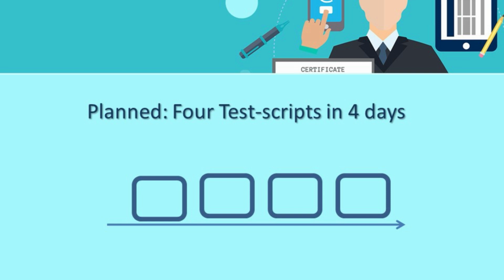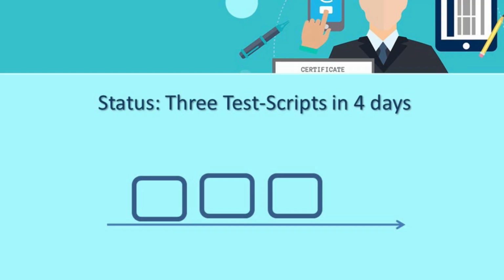Let us take an example. Four test scripts are to be developed in 4 days. That was the schedule, and they are all similar as far as the effort is concerned and as far as the cost is concerned, and each has to be developed at $100 of cost. Now after 4 days you want to find out what has happened and you try to get the status of the work done. You will find that only 3 test scripts have been developed.